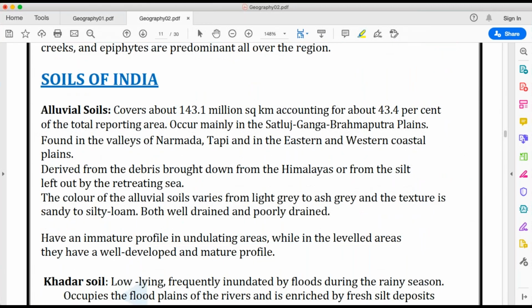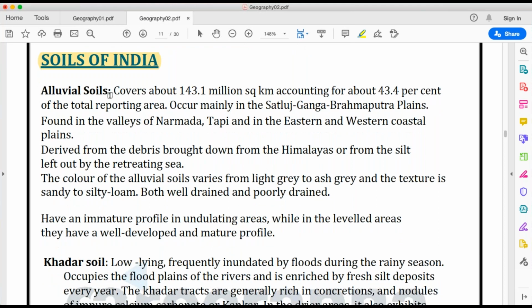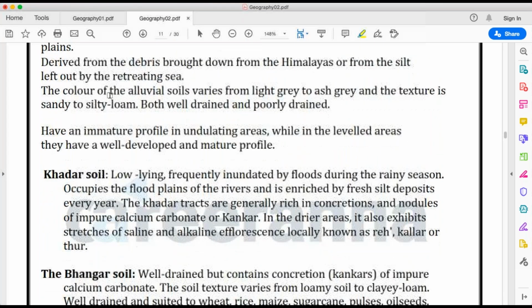Skipping that part because it was the name of different forests. Moving ahead, coming to soils, again very important is soils. You should be able to tell me the name of the soil. You should be able to tell me which areas that particular soil is found in, and if there is any specific crop which I could link with that soil, you should be able to tell me. These three things about soils, about every type of soil.